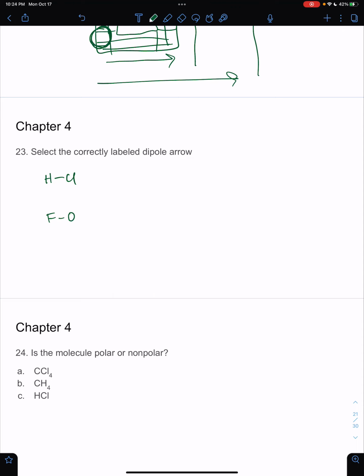Okay, change this to incorrectly. So select the one that is not correct.